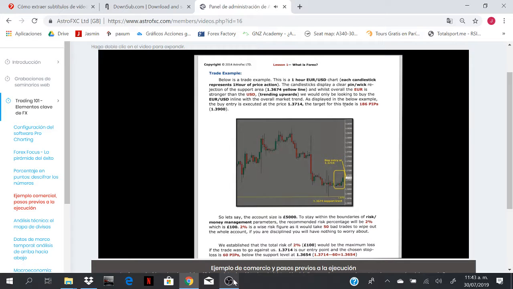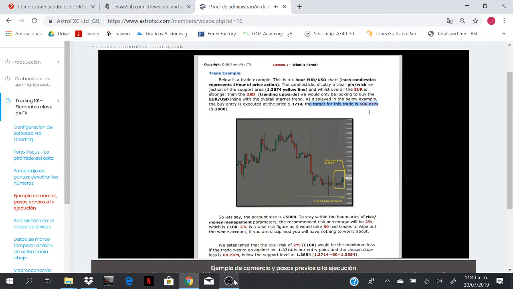Now, as displayed in the example, the buy entry is executed at the price 1.3714. The target for this trade is 186 pips. The target is not displayed on this page. That came from the higher time frame perspective, so it's up here somewhere. As I've mentioned in prior videos, please look at the market, dissect the market, break it down, and look at where the market can potentially run to before getting fixated on how to enter.